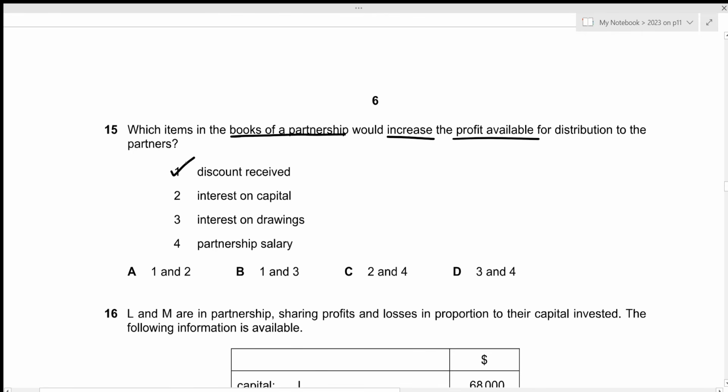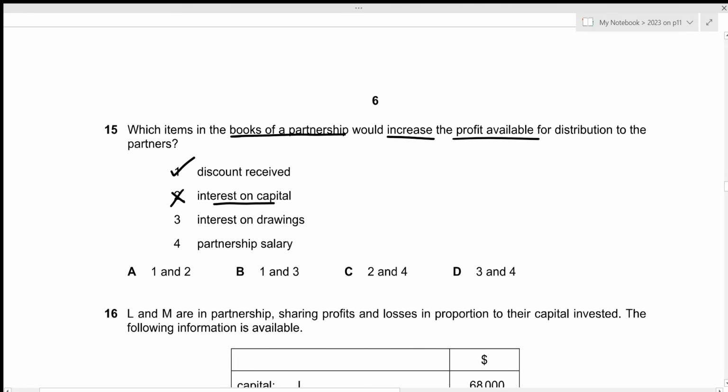So this is correct. The second one is interest on capital. Remember, interest on capital is something that will be paid by the partnership to the partners out of the profit for the year. So interest on capital will be subtracted while calculating the profit available for distribution or the residual profit. So this is incorrect.